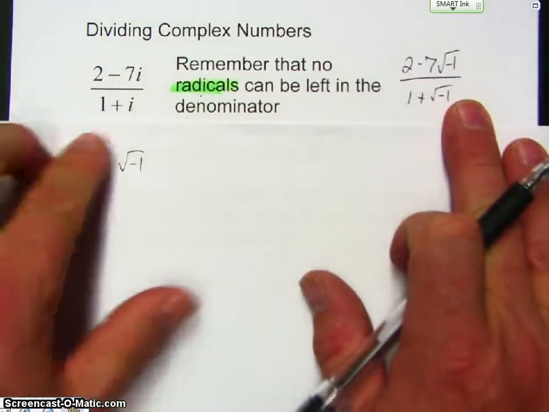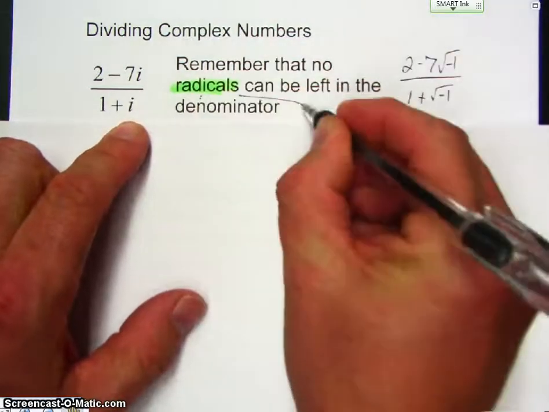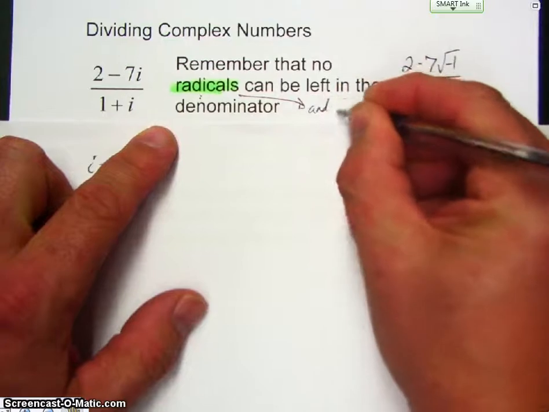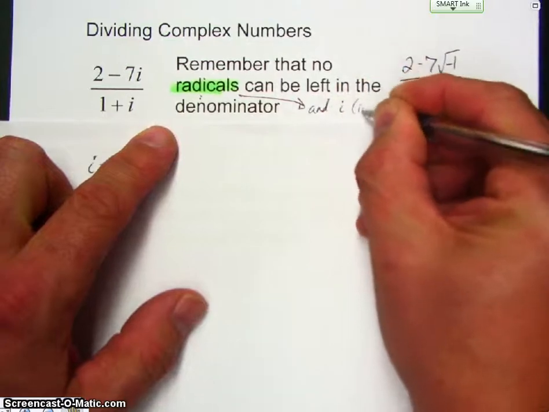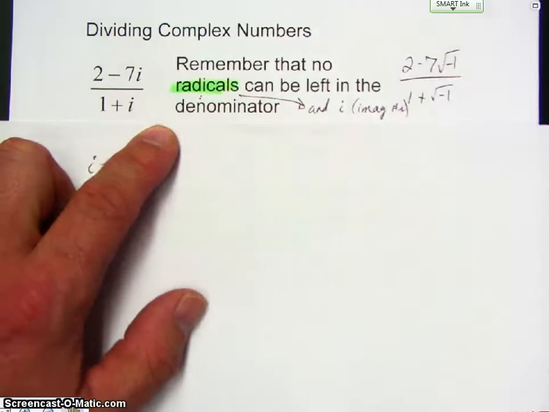So in other words, there can be no radicals, or if you need to remember, say no radicals and i, or imaginary numbers, can be left in the denominator.